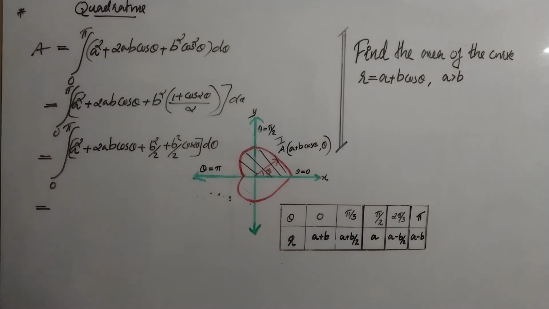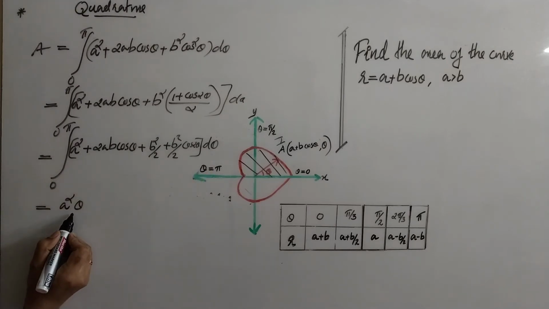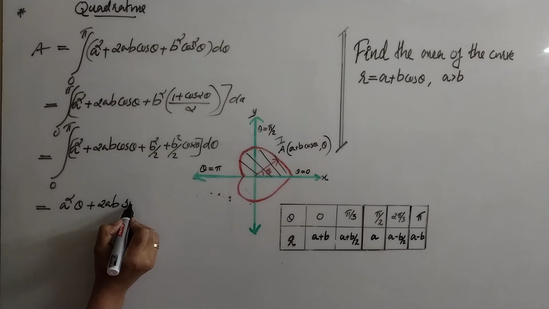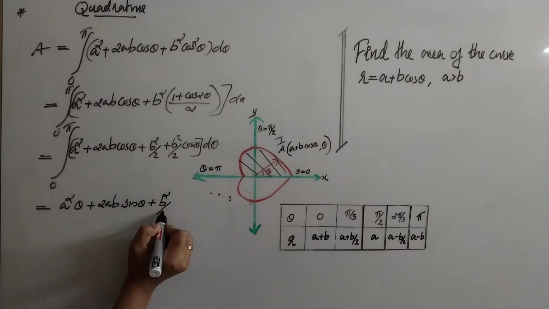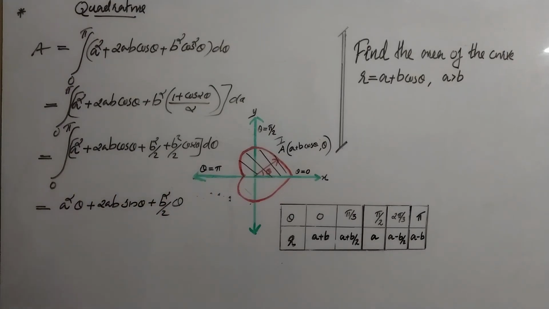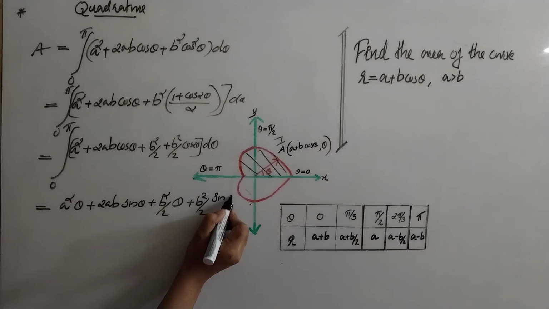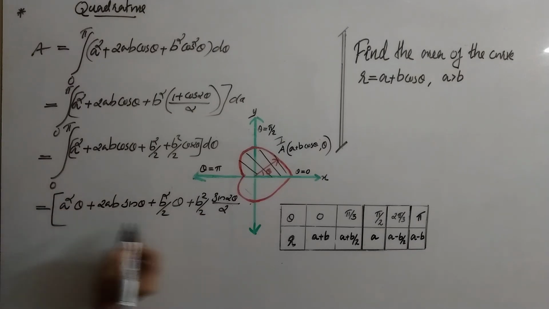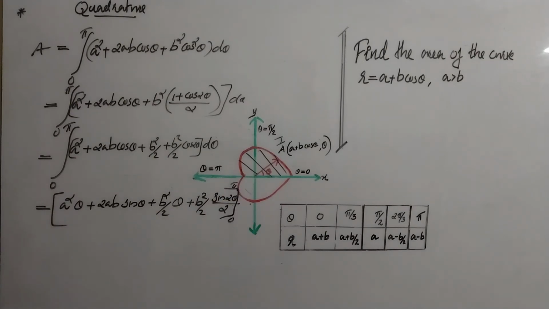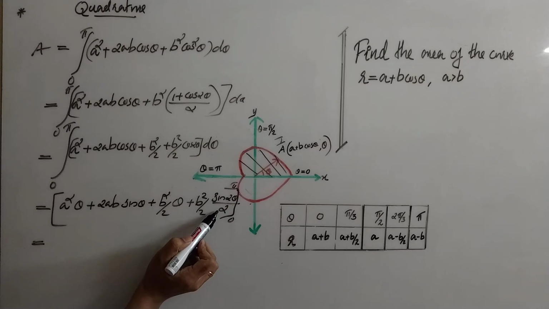Integral of a squared d theta is a squared theta, plus 2ab into the integral of cos theta, which is sin theta, plus the integral of b squared by 2 d theta, which is b squared by 2 theta, plus b squared by 2 times the integral of cos 2 theta, which is sin 2 theta divided by 2, and the limits of integration from 0 to pi.